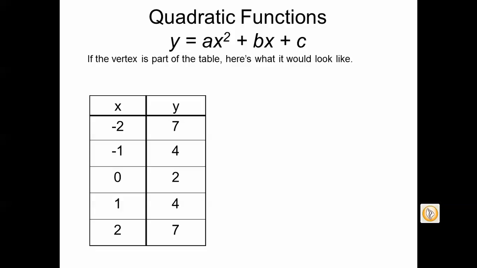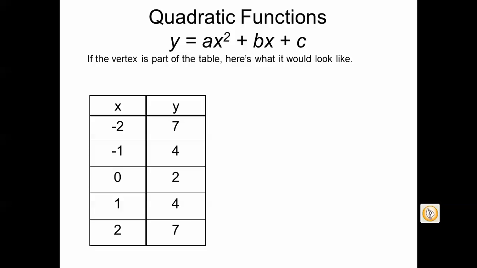Look at this table here. Sometimes your vertex is part of your table. Do you remember what I mean by vertex? We've talked about that. Vertex of a parabola is where? Okay, it's the very, very bottom of your graph. So you've got that U shape. The very, very bottom point is called our vertex. If that vertex, that point happens to be on our table, it's going to look a little funny. Let's look at that to see what it's going to look like.